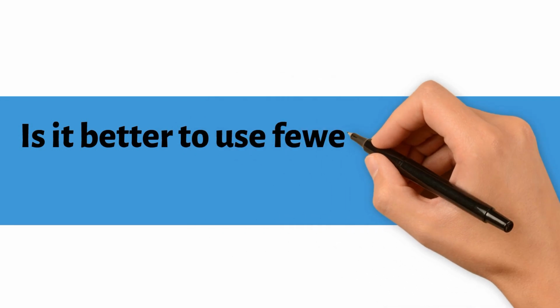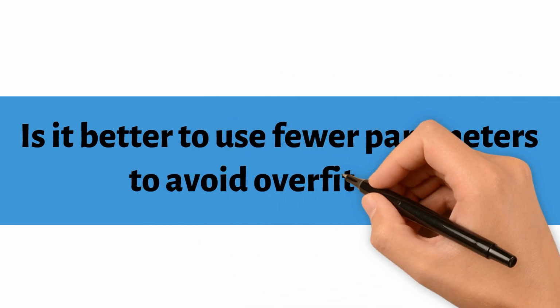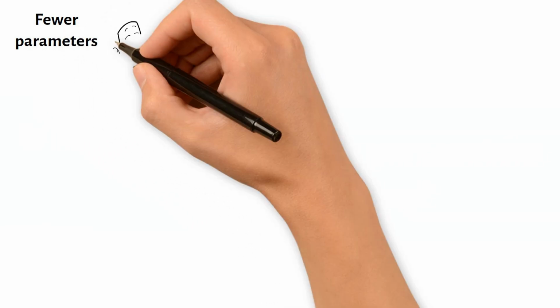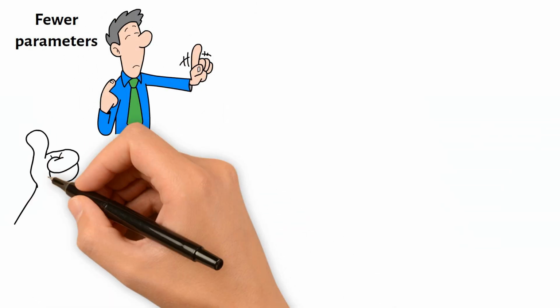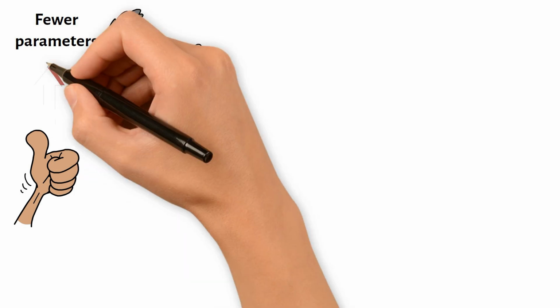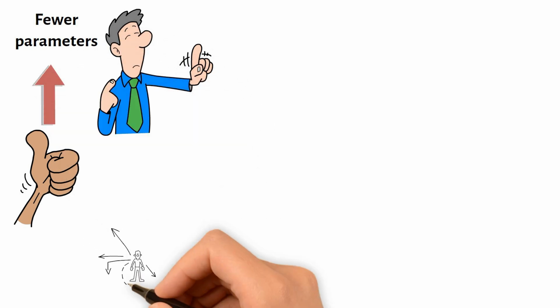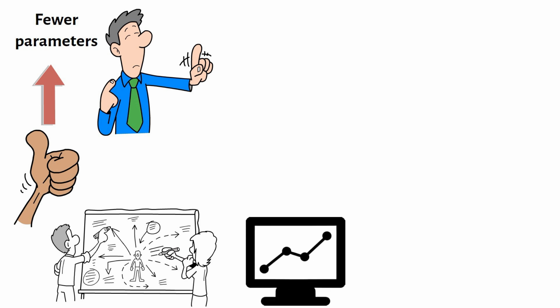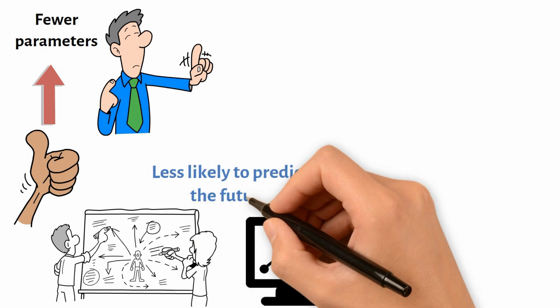Is it better to use fewer parameters to avoid overfitting? Yes, using fewer parameters can help avoid overfitting in trading and backtesting. As a rule of thumb, you should always use as few parameters as possible because you want to have simple strategies, not complex ones. Many parameters explain the past, but are less likely to predict the future.